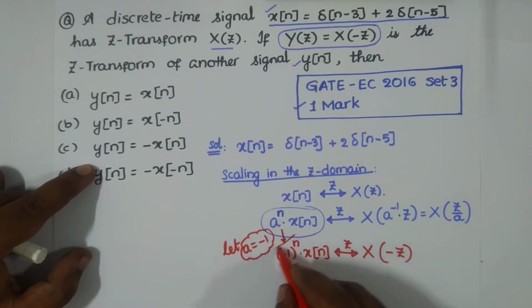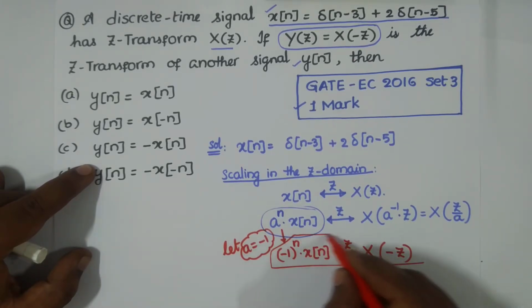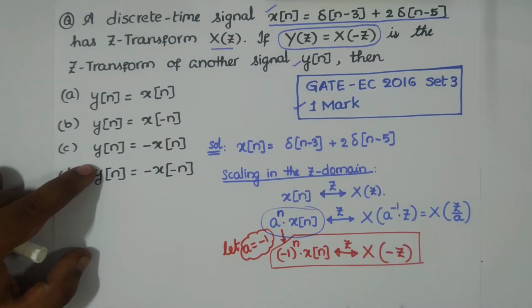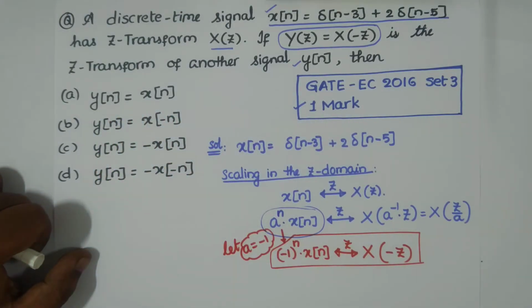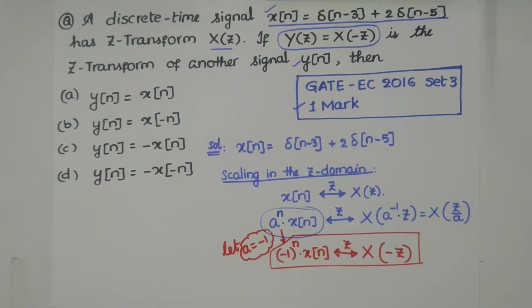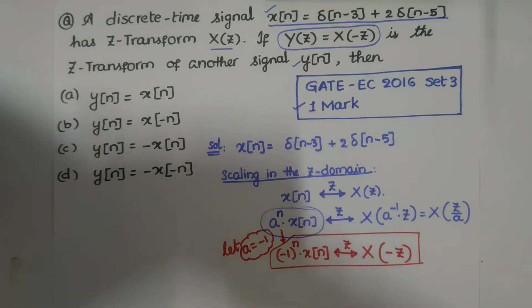So now we have come to this conclusion. You see, X of minus z, its inverse is minus 1 power n x of n. So this point we want now. Then only we can establish the link between x of n and y of n properly. Okay, so let me go to the next page. There is no big deal in solving this. This is a simple one.